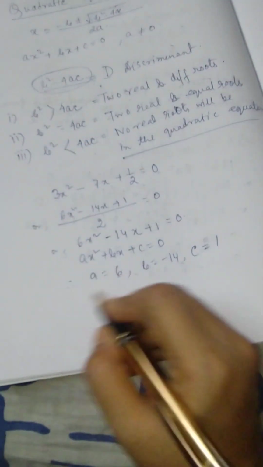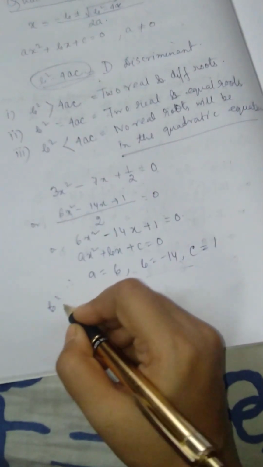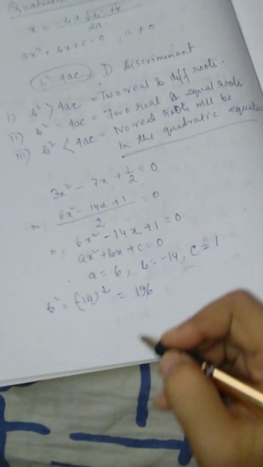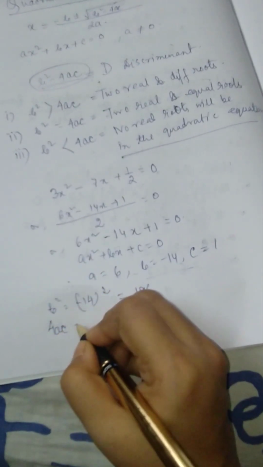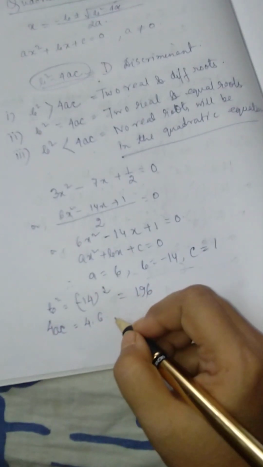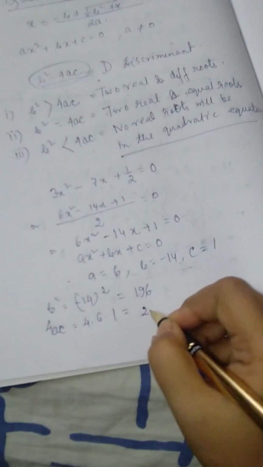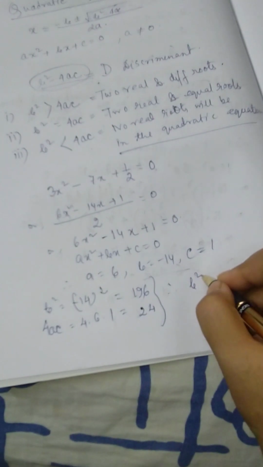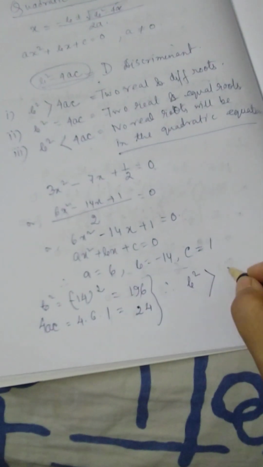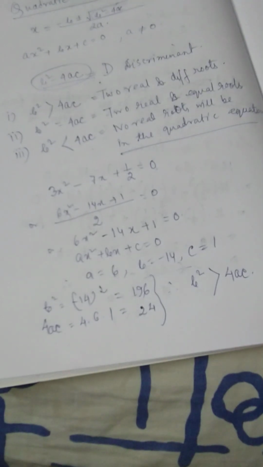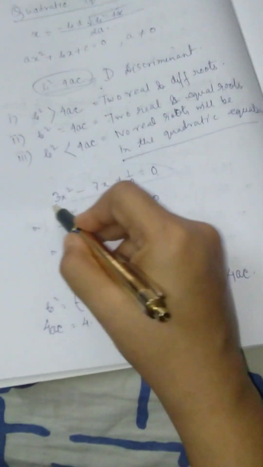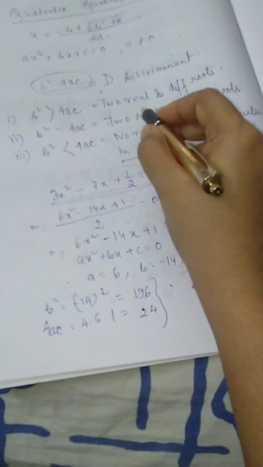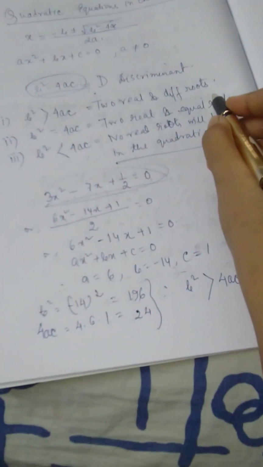So what is b square here? That is minus 14 square, which is 196, and 4ac is 4 into 6 into 1, that is 24. Obviously from these two you can see that b square is much greater than 4ac. So this particular quadratic equation has two real and different roots, right?